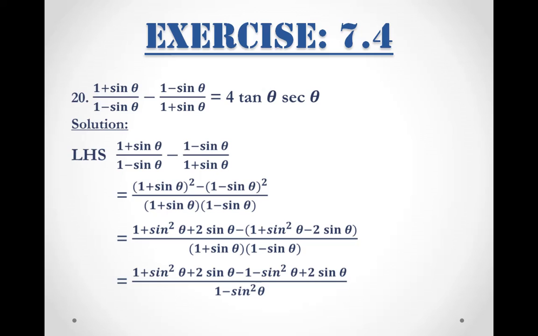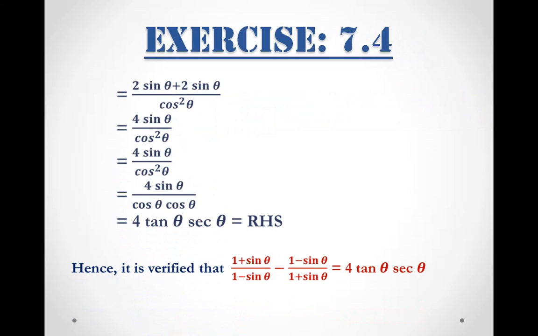Sin square theta with plus and sin square theta with minus will cancel. Moreover, plus 1 and minus 1 will cancel. We are left with 2 sin theta plus 2 sin theta, that will become 4 sin theta divided by cos square theta, as we know that 1 minus sin square theta is equal to cos square theta.